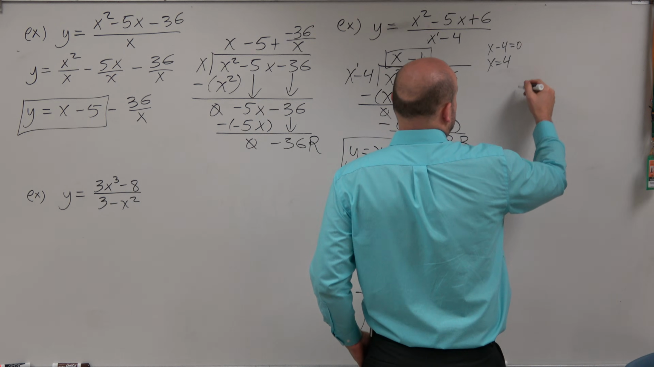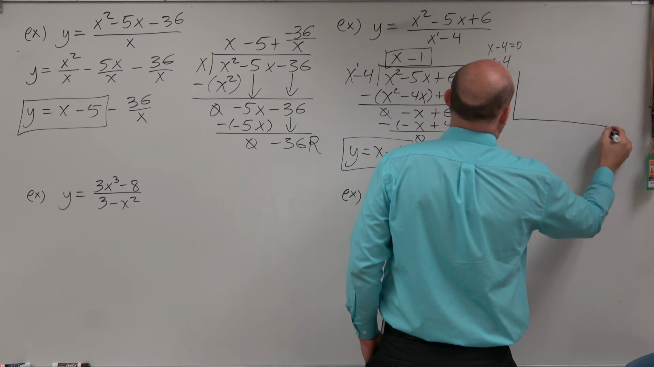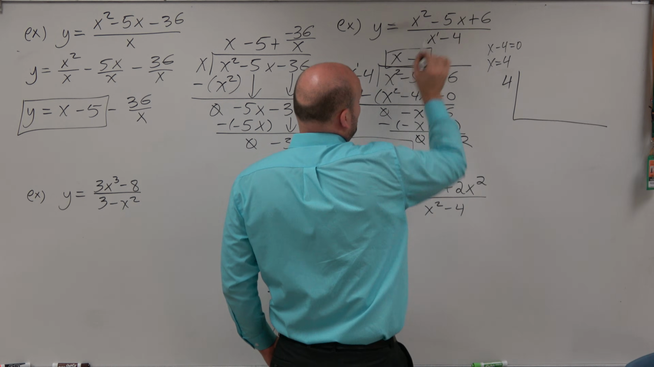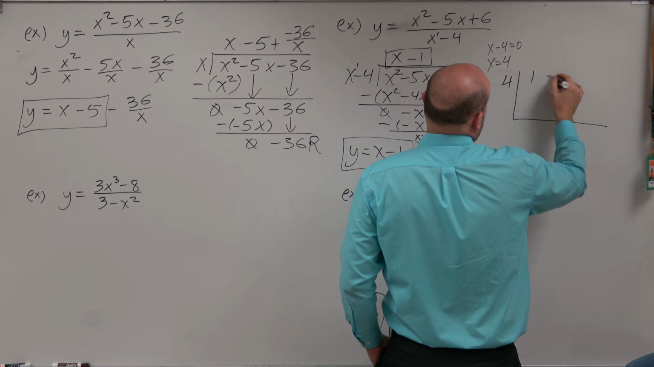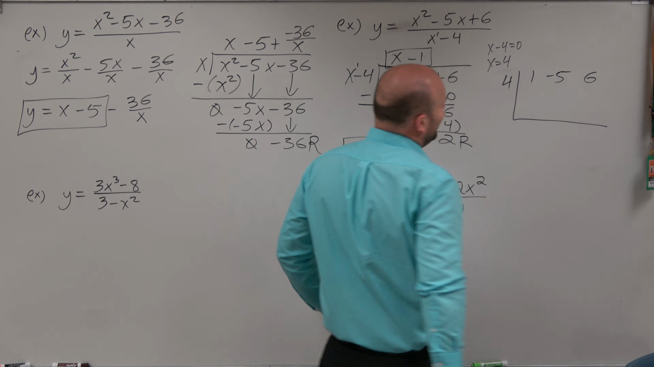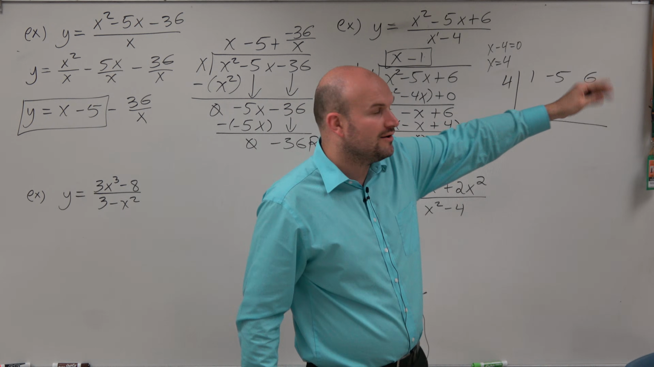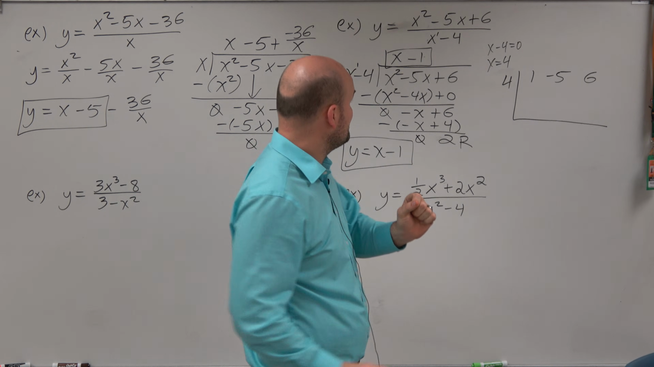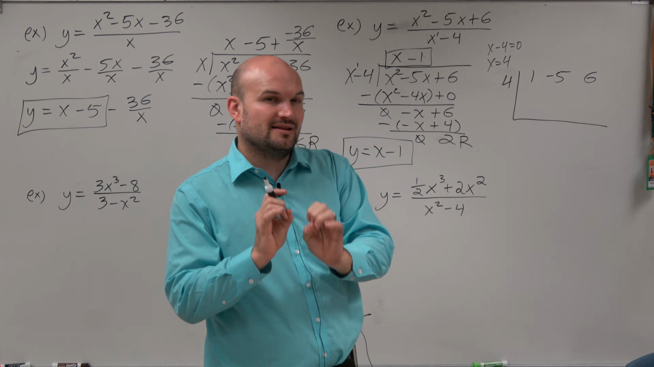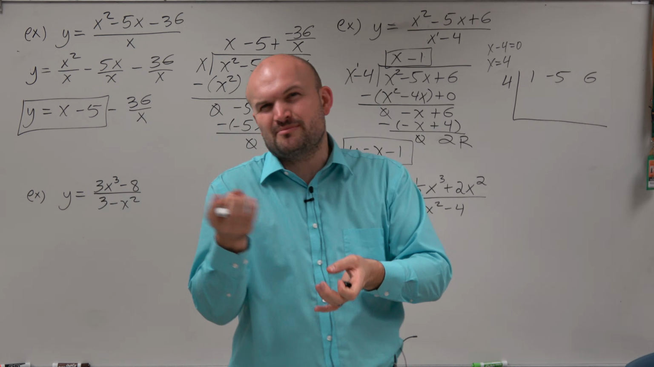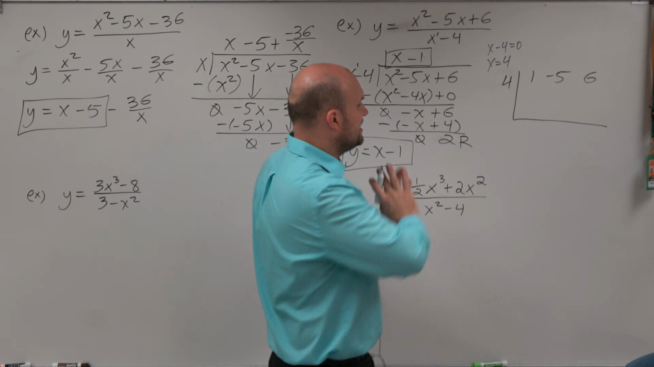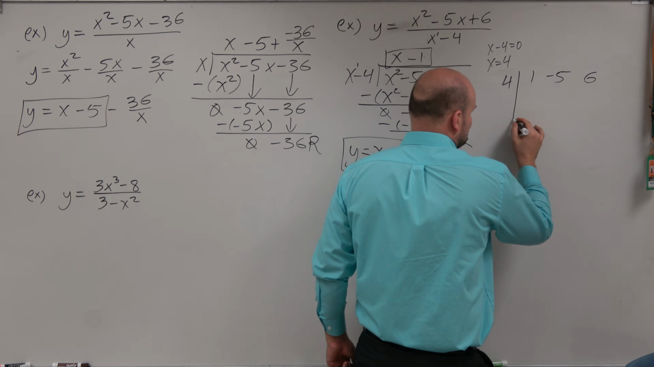Now what we're going to do is take the 4 on the outside, and take the coefficients of each and every one of my terms. So we're going to take a 1, negative 5, and a 6. It's important for synthetic division to also make sure it's in descending power, and if you have any missing terms, like a gap in your polynomial, make sure you use the coefficient 0. But again, that's for another video.